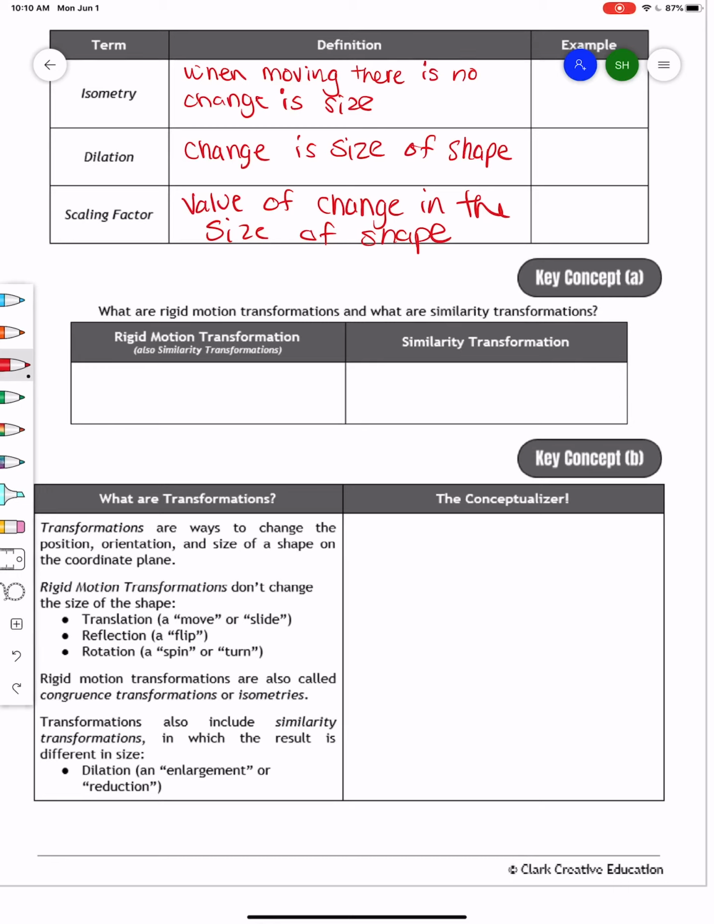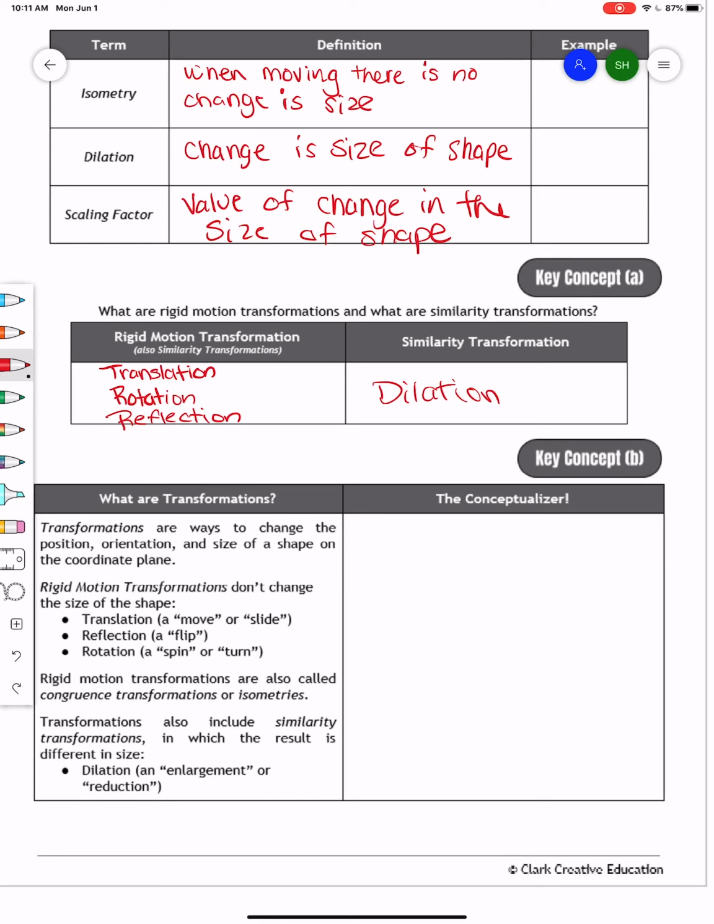So, rigid motion transformations are which three? That would be a translation, a rotation, and a reflection. Similarity transformations means the size is changing, so you're going to only have dilation here. With rigid motion transformations, your shapes and lines are congruent to the original. With a dilation, they are no longer congruent, they are just similar. Okay?